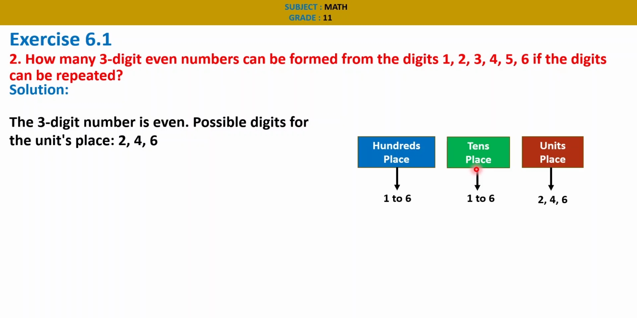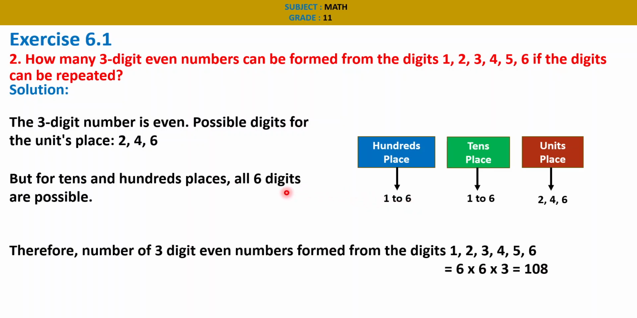But in this tens place, we can use all the 6 digits. So we can use 1 to 6. In the hundreds place, you can use all the 6 digits 1 to 6. Therefore, the number of 3-digit even numbers possible using the digits 1, 2, 3, 4, 5, 6 is 6 into 6 into 3. That is 108.